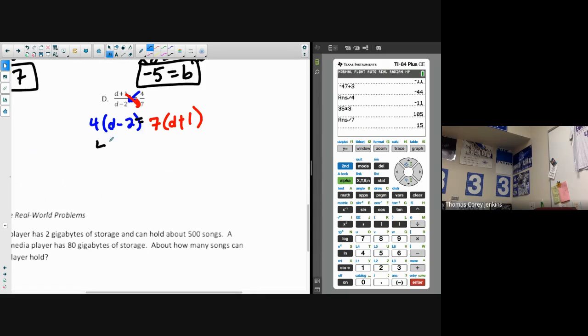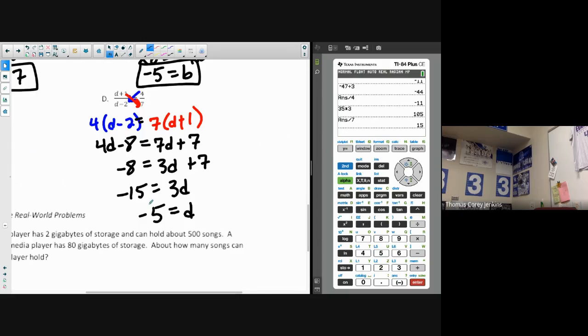So then we get 4D minus 8 on this side, and then 7D plus 7 over here. Okay, same first step. So that's going to give me negative 8 equals 3D plus 7. And then minus 7 to both sides is going to give me negative 15 equals 3D. So that's going to give us a little bit nicer number. Negative 15 over 3 is equal to negative 5. So negative 5 equals D.